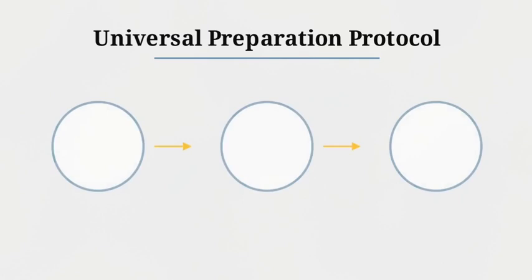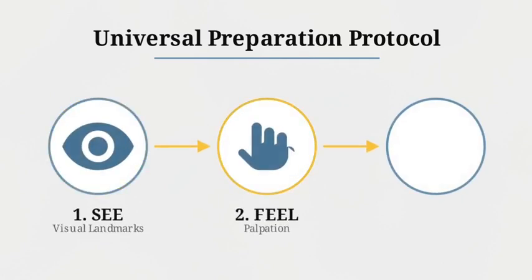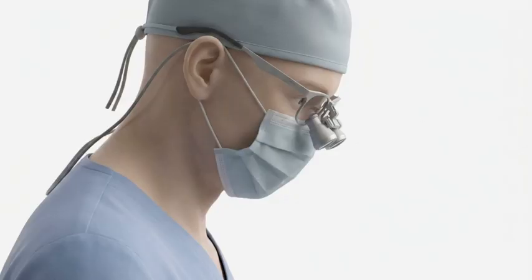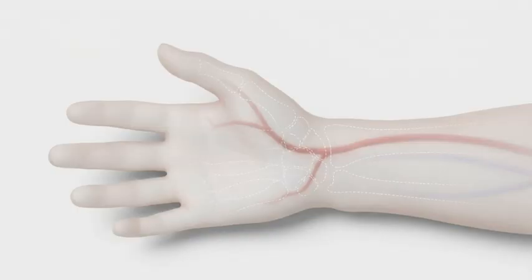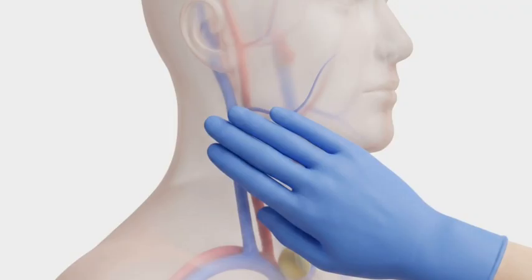To ensure you target the correct vessel every time, clinicians use a universal three-step preparation protocol: see, feel, and image. Step 1 is see. You begin by visually identifying the broad anatomical region and the surface landmarks associated with your target vessel. Step 2 is feel. For arteries, you map the pulse with your fingers. However, veins are not pulsatile, meaning palpation alone is unreliable for mapping central venous lines.